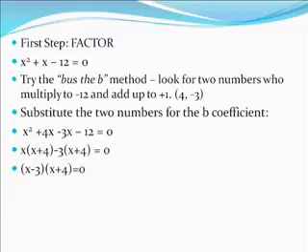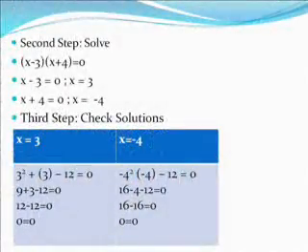We'll substitute those numbers for our b coefficient and then factor out until we receive two distinct factors for the equation. Once we have our two distinct factors, it is then time to solve the equation. Set both factors equal to 0 and solve for x. Here we see it gives us 3 and -4.